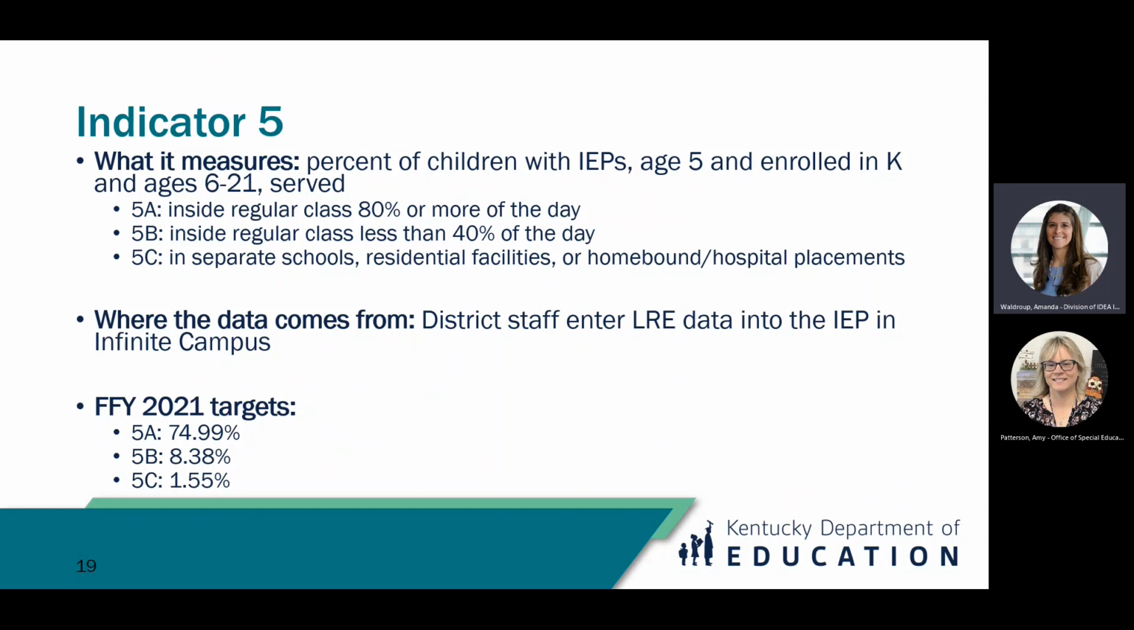So A is inside the regular class 80% or more of the day. B is regular class less than 40% of the day, and C is separate schools, residential facilities, or homebound or hospital placements. And so the data comes from district staff who entered the LRE data into the IEP within Infinite Campus. And then you can see each of the targets for FFY 2021, 5A through C, on the slide displayed.